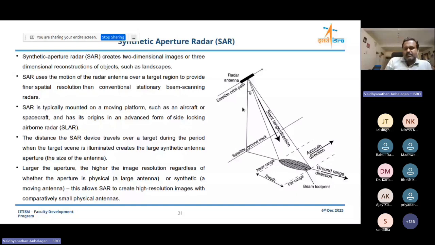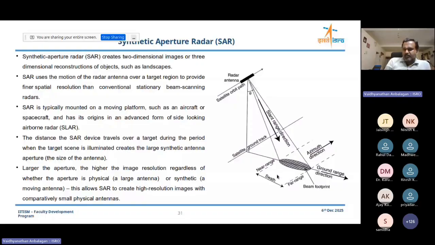So that is what we call synthetic aperture. The real aperture is small, but it acts more or less like a higher aperture. It can continuously illuminate and capture. Based on the beam width of the array antenna, how much area it can illuminate and capture, we call it a swath.